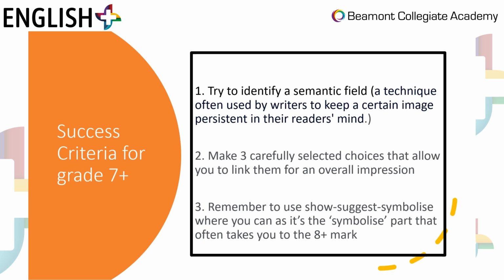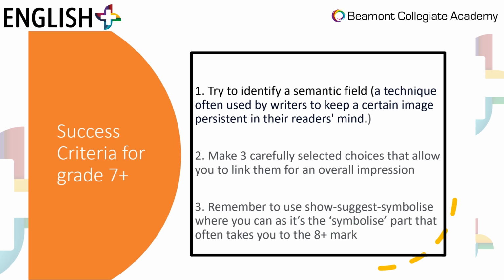So let's have a look at the success criteria then for a grade 7. On language paper 2, more often than not, there is some kind of semantic field. So remember, a semantic field is a technique often used by writers to keep a certain image persistent in the reader's mind. We've had it over past years. We've had war, attack, lots of words to do with bullets and guns and cannons and firing.